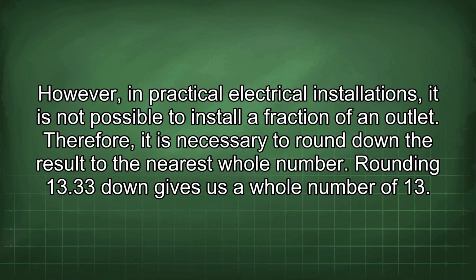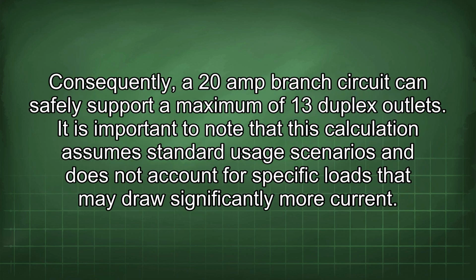However, in practical electrical installations, it is not possible to install a fraction of an outlet. Therefore, it is necessary to round down the result to the nearest whole number. Rounding 13.33 down gives us a whole number of 13. Consequently, a 20-amp branch circuit can safely support a maximum of 13 duplex outlets.